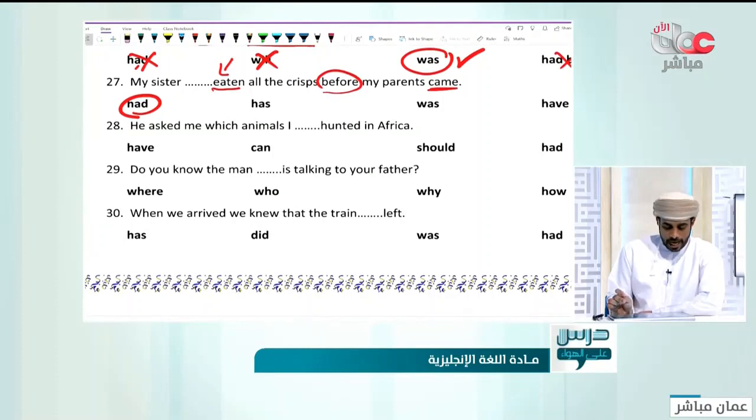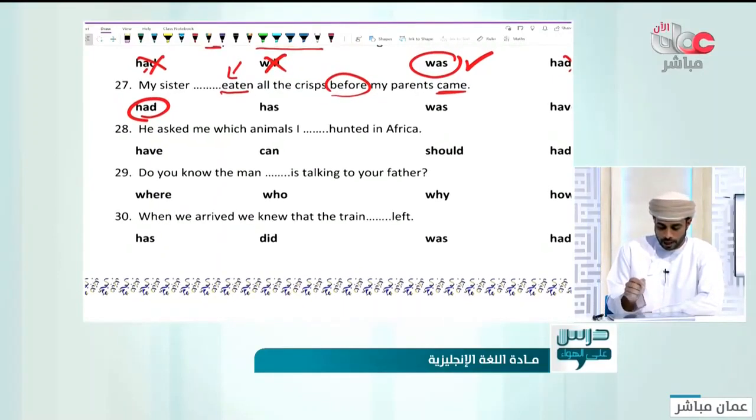28. He asked me which animal hunted in Africa. This is a very nice question. I need you to bear with me and just focus on this one. See, hunted. Since we have hunted, either the past simple or the past participle. Good. Can would work with hunted? No. Why is that, teacher? Because after the modal verb we should have what? Infinitive. This was not infinitive. So this one won't work.